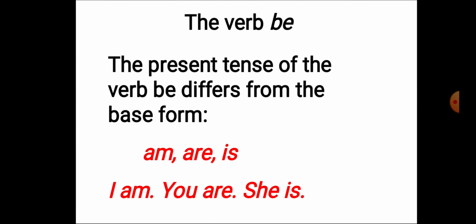Now the verb be. Present tense of the verb be differs from the base form. Whenever we talk about the verb be, then we have to use different forms of the base form, such as am, are, is. So, whenever we talk about am, then we have to use the subject I, and for are, we have to use the subject you, and whenever we talk about the third person, then we have to use she, he.